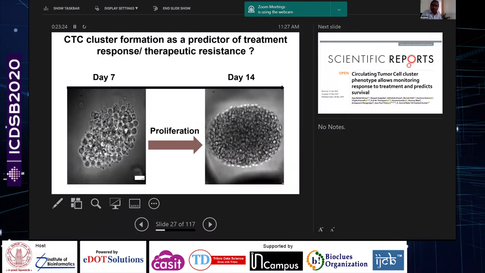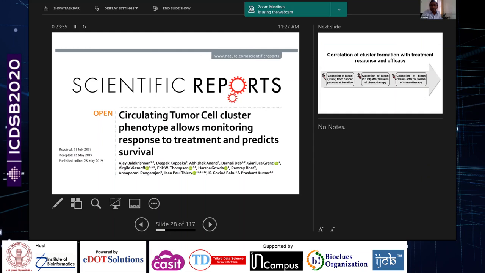Now, the clinical perspective, what I mentioned in the beginning, does it make sense to the clinician? And what you can see, the title of the slide, CTC cluster formation. Can it act as a predictor of treatment response or therapeutic resistance? Looking at the clusters, can I tell you if it can predict the response or the therapeutic resistance? This is the title of the manuscript: circulating tumor cell clusters phenotype allows monitoring response to treatment and predict survival. Yes, actually the clusters will allow you to monitor the response to treatment and predict the survival.